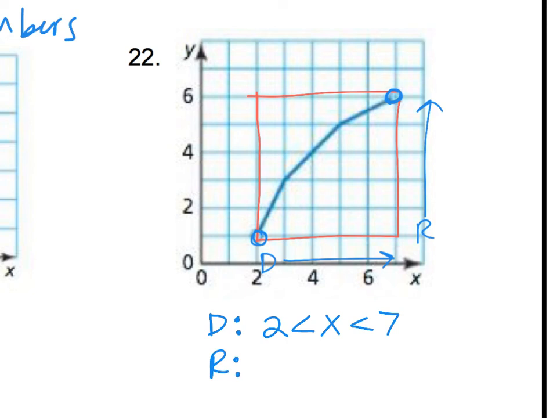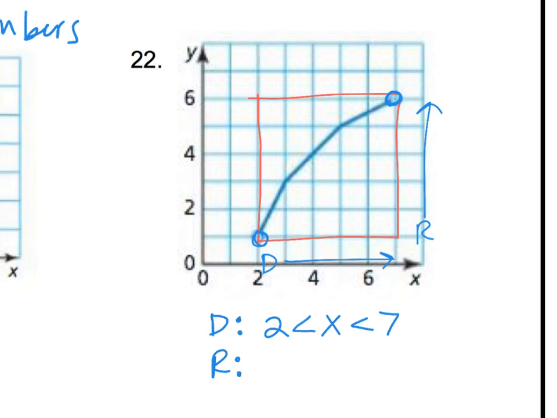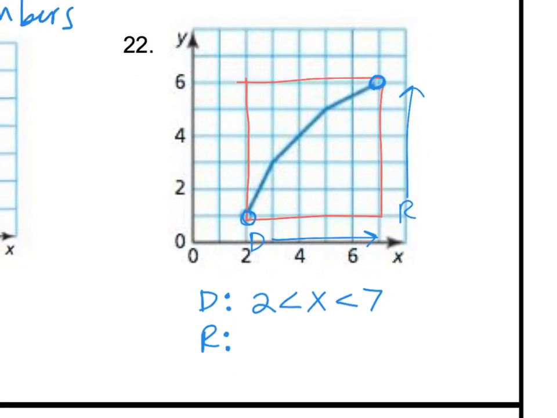So look where the range starts. Brennan, what's the lowest the range goes? Look at the y-axis. Okay, positive 1. And it's open, so 1 is less than y. Less than, Ryan Jensen, what's the highest it goes? 6. Yeah. So that's your range.